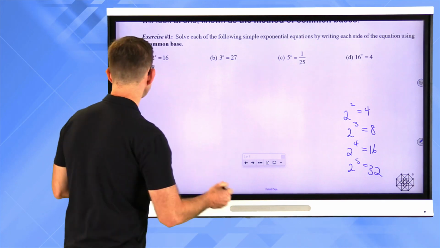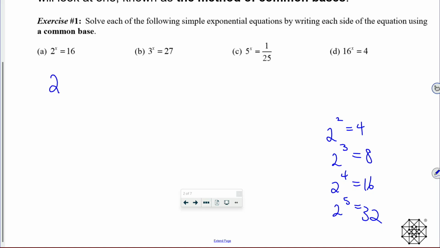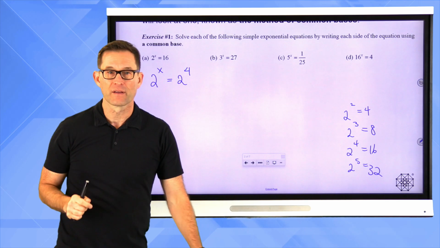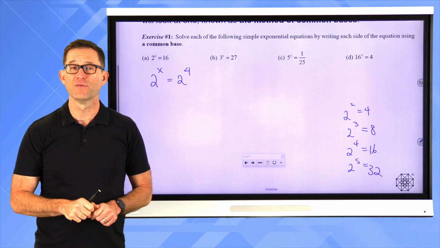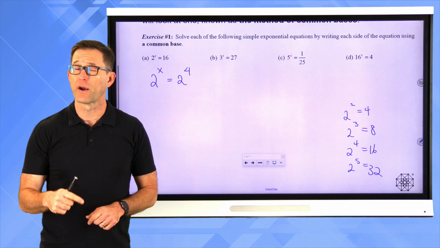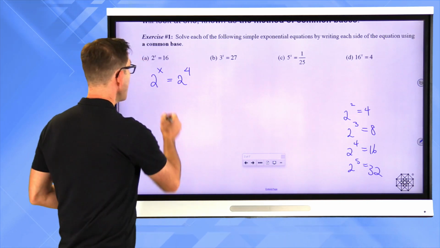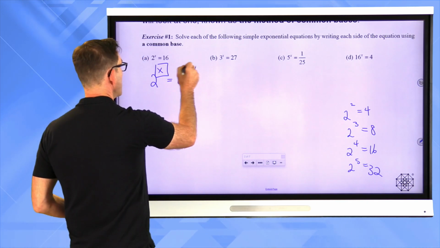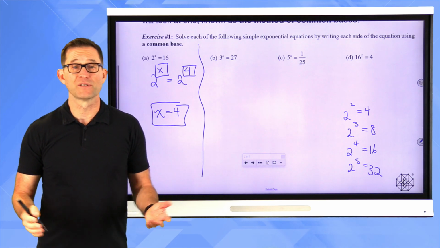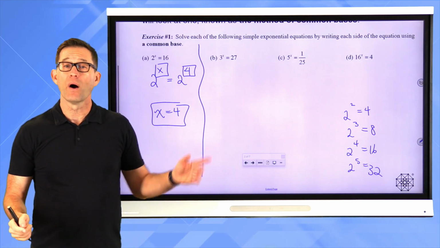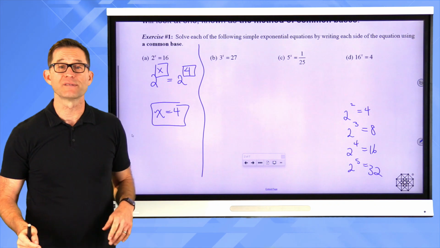If 2 to the x is 16, what we can do is rewrite this as 2 to the x equals 2 to the 4th, because 16 is the same as 2 to the 4th. Don't confuse that with 4 to the 2, or 4 squared, which is also 16. But now we can literally say x must equal 4. Right? Simple enough. Likewise, 3 to the x equals 27.